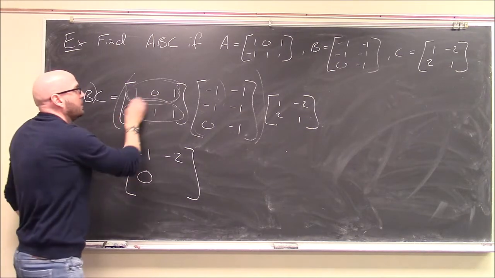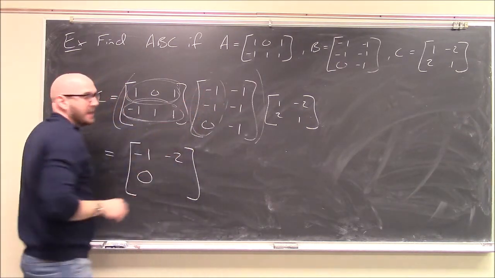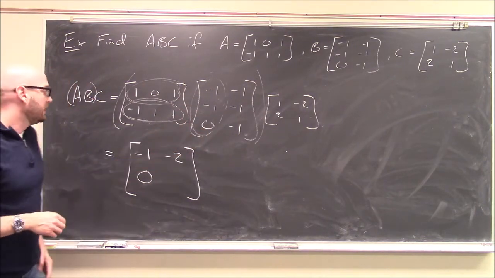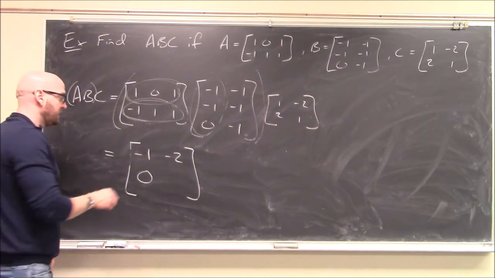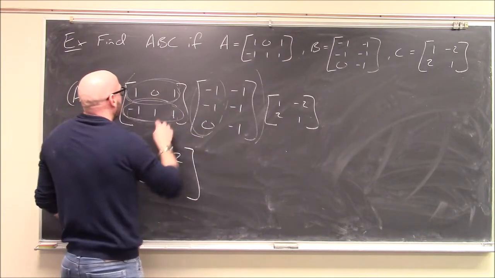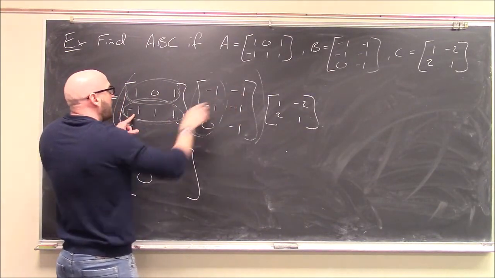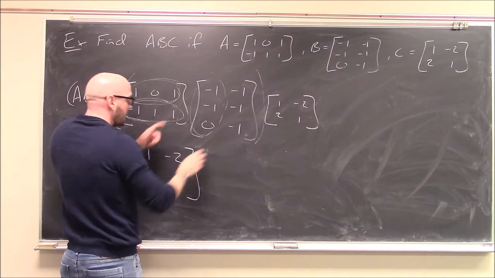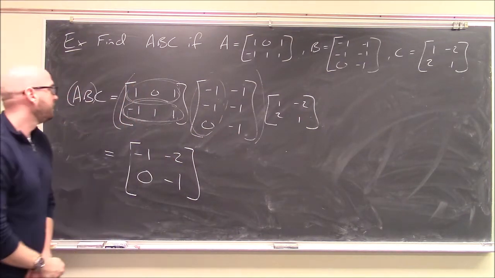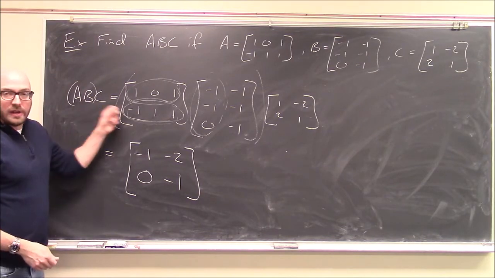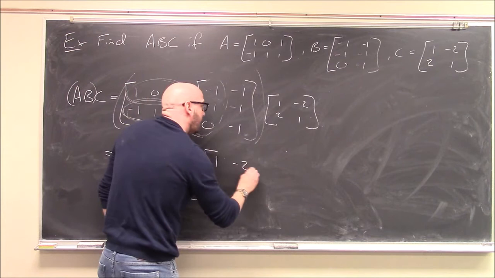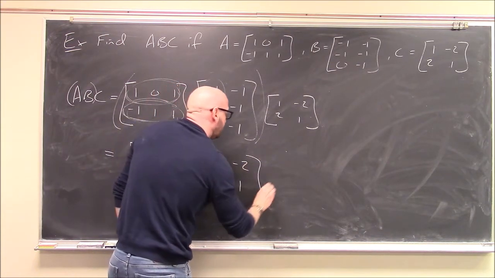Again, just doing this row by this column mentally in my head, adding all of the corresponding multiplications together. And last but not least, second row by second column. Minus 1 times minus 1 is positive 1, plus minus 1 is 0, plus minus 1 is negative 1. So that's the result of multiplying A times B, and then we still have to multiply that by C.